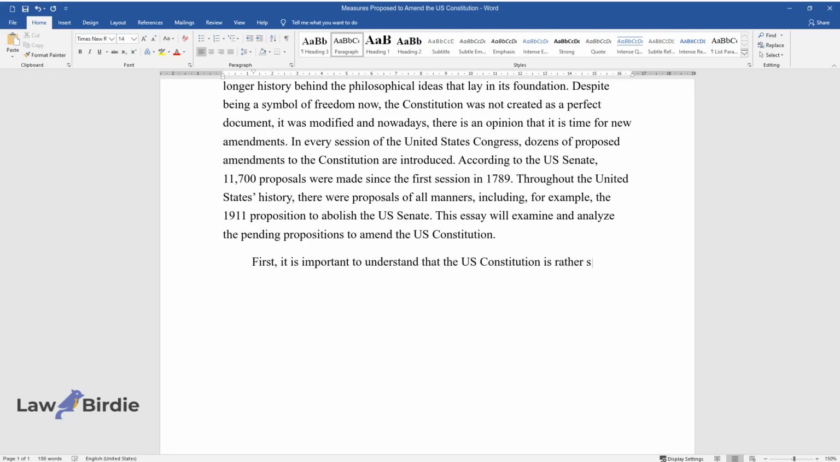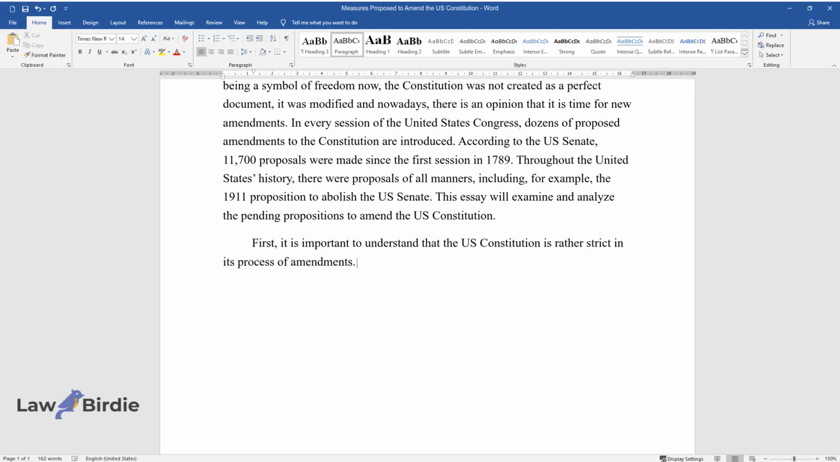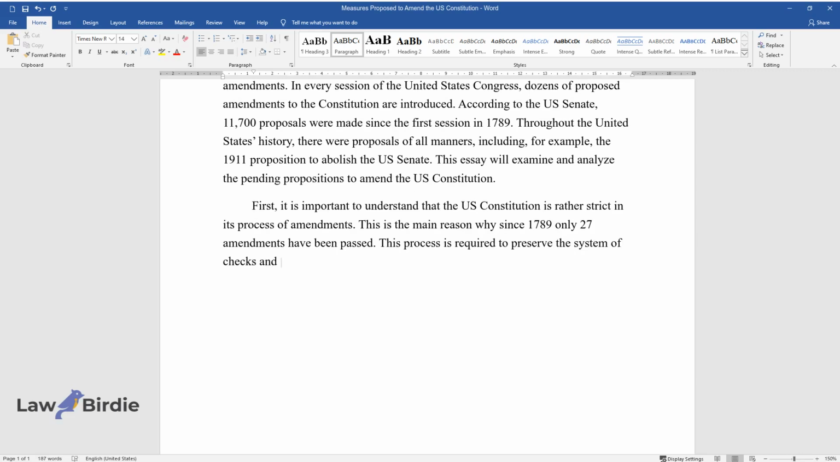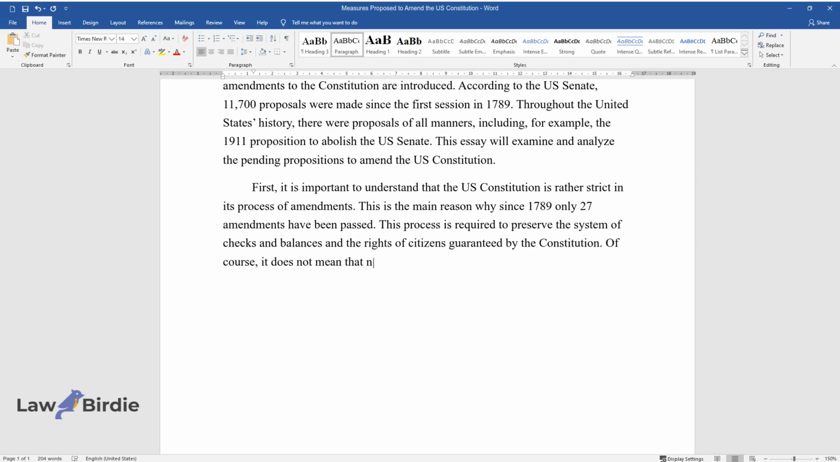First, it is important to understand that the U.S. Constitution is rather strict in its process of amendments. This is the main reason why since 1789 only 27 amendments have been passed. This process is required to preserve the system of checks and balances and the rights of citizens guaranteed by the Constitution. Of course, it does not mean that no amendments should be considered.